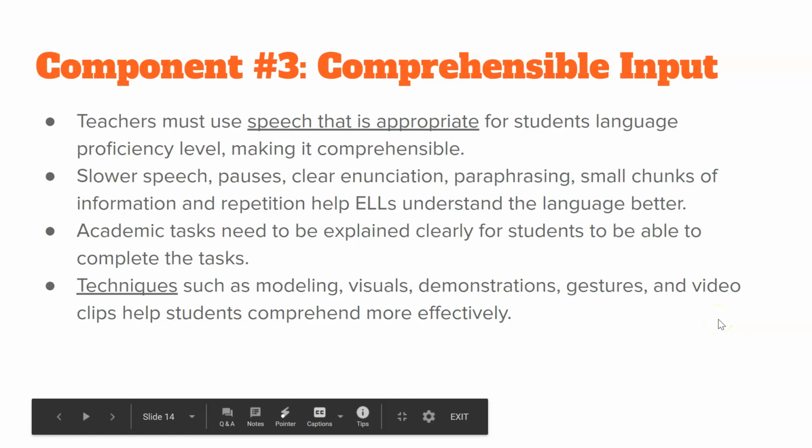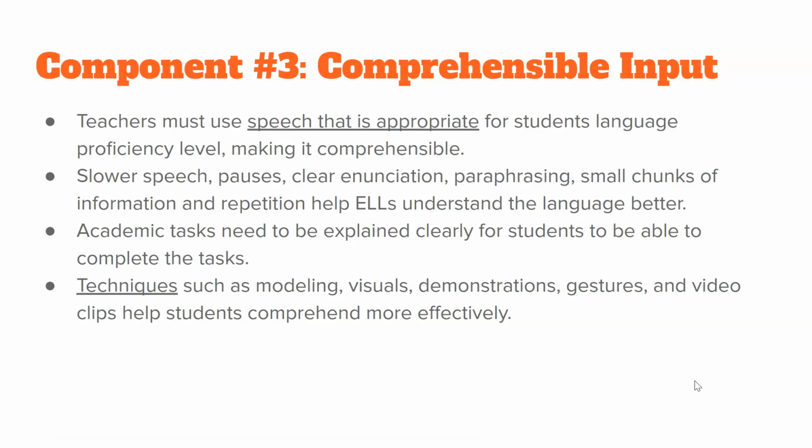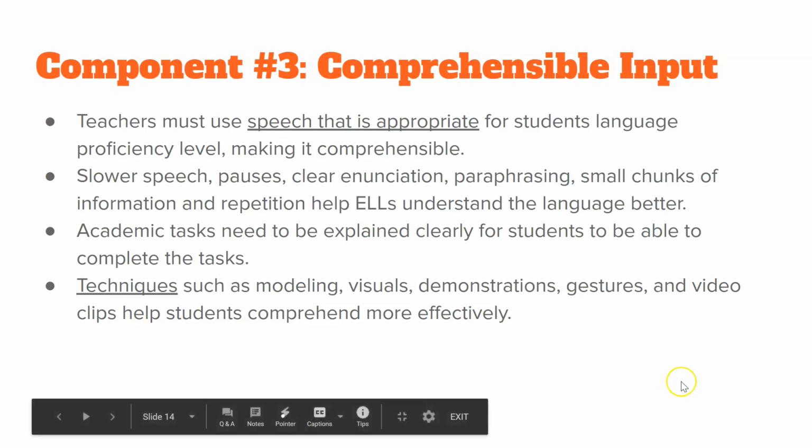The next bullet point is really important. If you give students an academic task, some type of assignment to do, they need to be able to understand the directions. If they don't understand the directions, they cannot complete the task. Some techniques that you can use in your classroom, the number one technique is modeling, actually showing them what to do. And if you're showing them with the language, that makes it more comprehensible for the student.